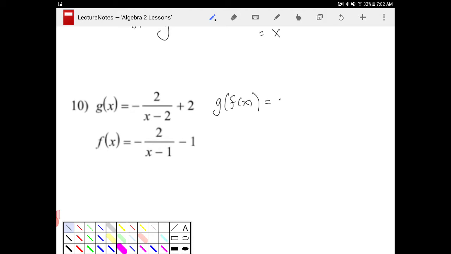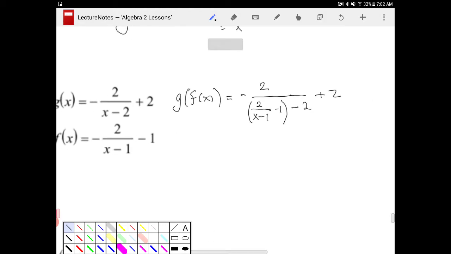So this is negative 2 over x minus 2, right? But instead of writing x, I'm going to write in f, which is 2 over x minus 1 minus 1. This whole thing minus 2, and then plus 2. It's like, whoa, what are you talking about? So again, what I'm putting in parentheses there was x originally, right? But wherever I see x, I'm replacing it with f.